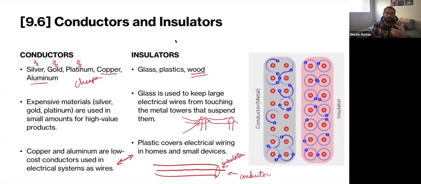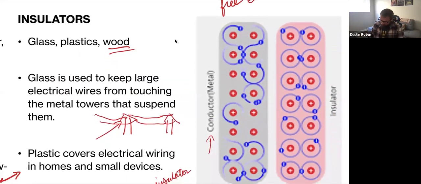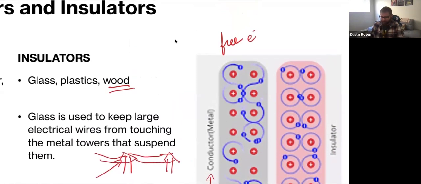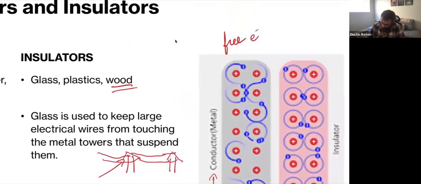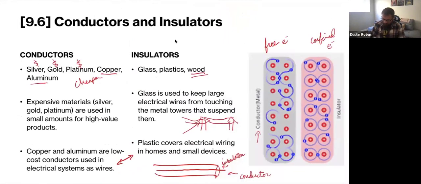And then just for a visualization of what we talked about last time, you can see here, might be hard to read, but with the conductor, you have all these free electrons zooming around. But then in an insulator, you can see that they're more confined to particular atoms. We'll say confined electrons for insulators.